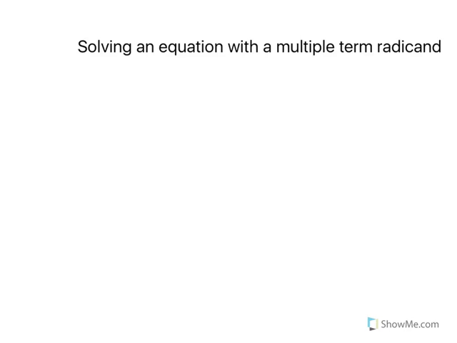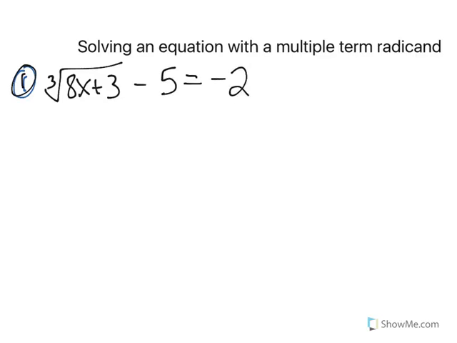Next will be solving an equation that has multiple terms in the radicand. So let's first start off with the cubed root of 8x plus 3 minus 5 equals -2. So first, we want to isolate our cubed root of 8x plus 3. And that's easy. You just need to add 5 to both sides. So we have the cubed root of 8x plus 3 equals 3.